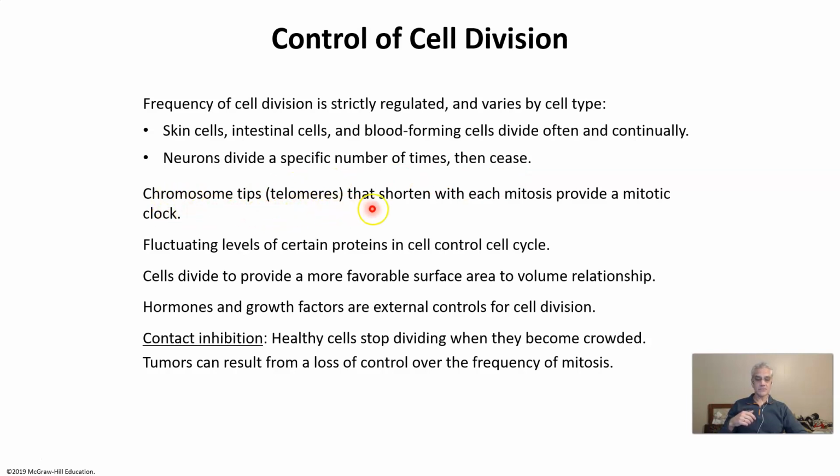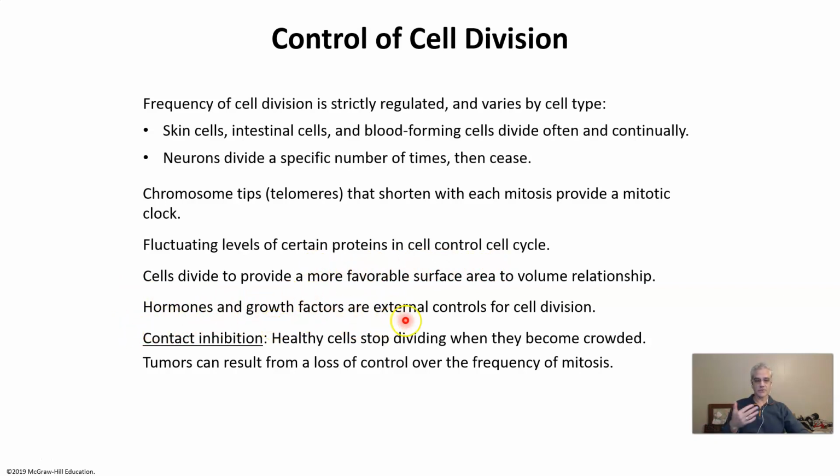The tips on chromosomes, what are called telomeres, shorten with each mitotic cycle. So they act like kind of a clock, or kind of a counter in a sense. As the telomeres shorten, the shorter the telomere is, the more replication cycles that cell has gone through, and the fewer replication cycles it can continue to go through. And that's part of aging as well. You're going to see fluctuating levels of hormones or proteins in cells.